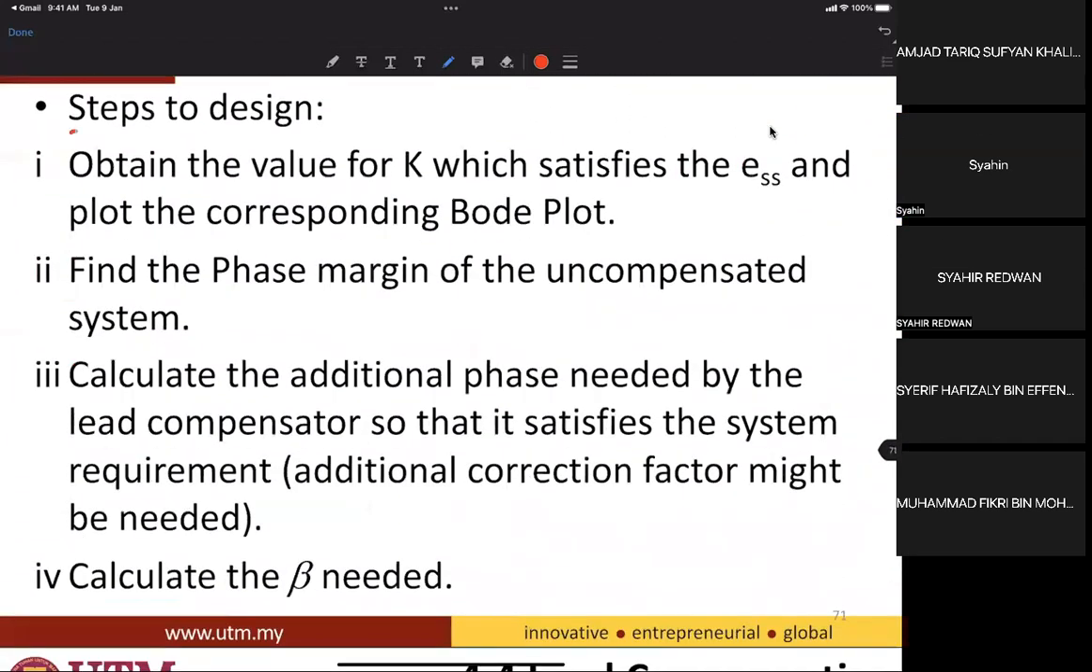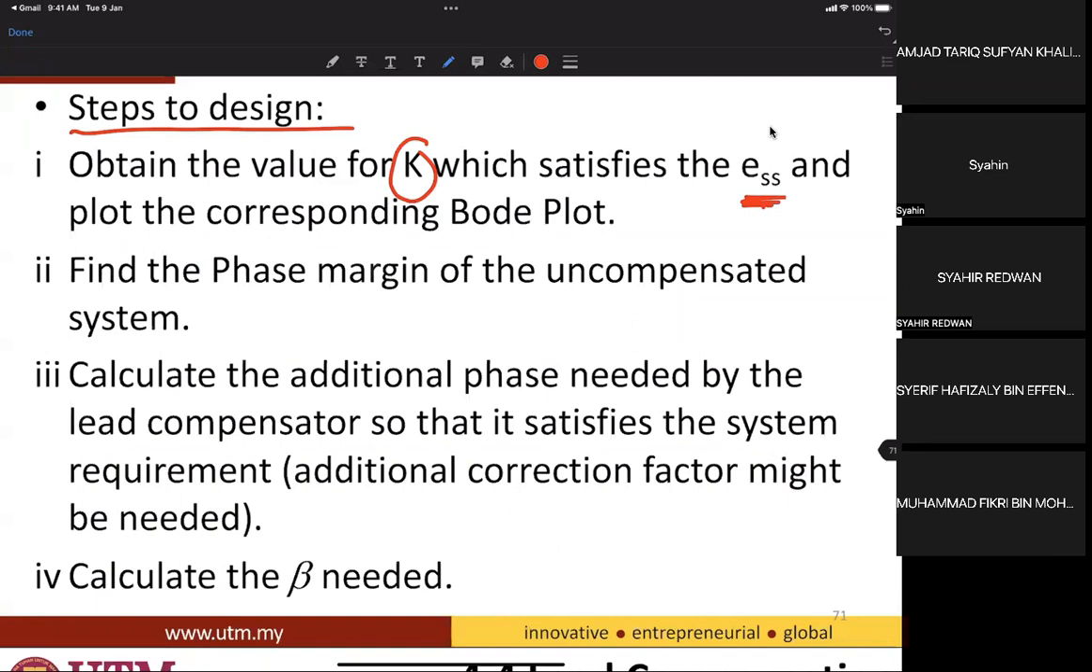So, steps to design. First, you have to obtain the value of K, which satisfies the steady state error. In order to find K, you have to identify whether the system is type 0, 1, or 2, KA, KP, or KV, and then you get the value of the whole system gain.